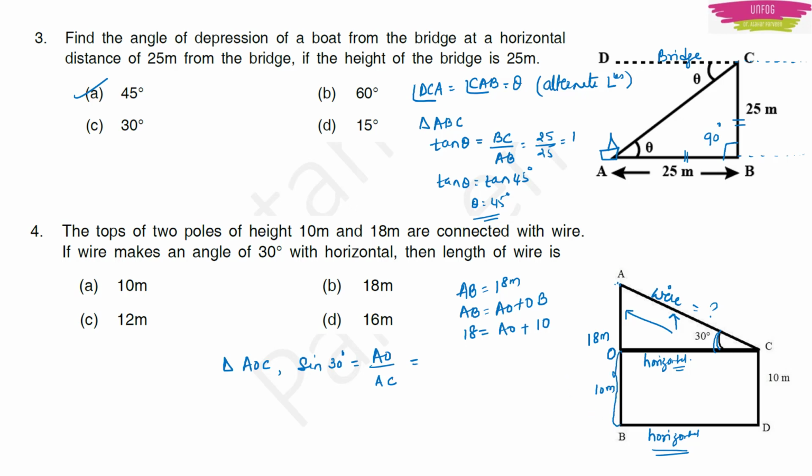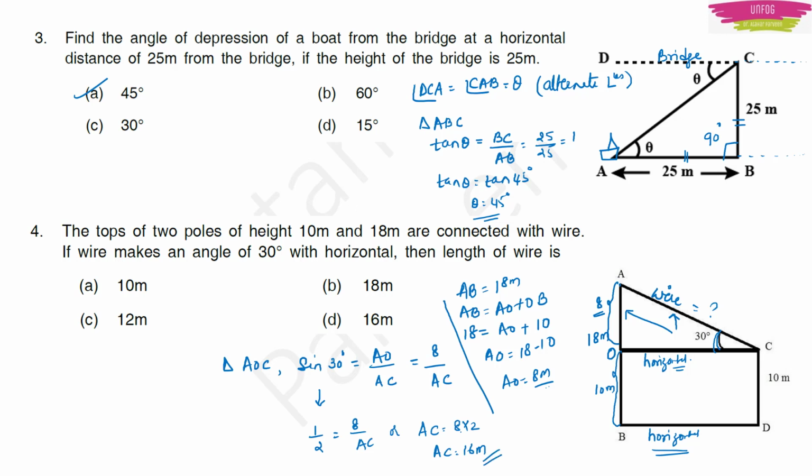Now this I have to find. So my AO will be 18 minus 10, so AO will be 8 meters. So in place of AO, I will write 8. And AC I am going to find. What is sine 30? Sine 30 is half. On the right hand side I have 8 by AC, so AC will be equal to 8 into 2, or AC will be equal to 16 meters. So option D will be the correct answer.